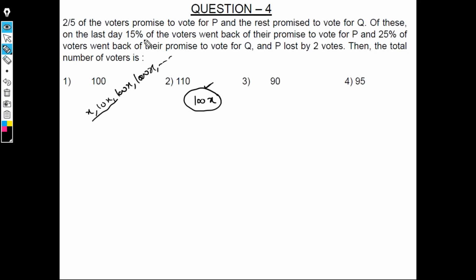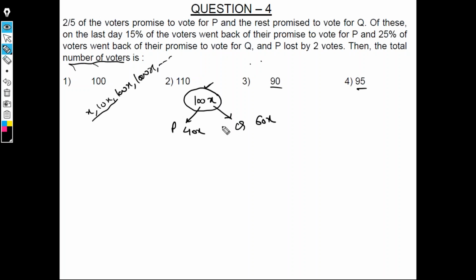On the other side, please also focus on one part, that whenever you are required a number to be calculated, the total number of voters, like in this case, only then introduce a variable. If the question talks about a value being what percent more than another, or what is the ratio between two values, then you can take 100 only and start solving, right? So like in this case, this 100x breaks down into two-fifths of the voters promised to vote for P. So 40x voters were there for P and remaining 60x were there for Q.